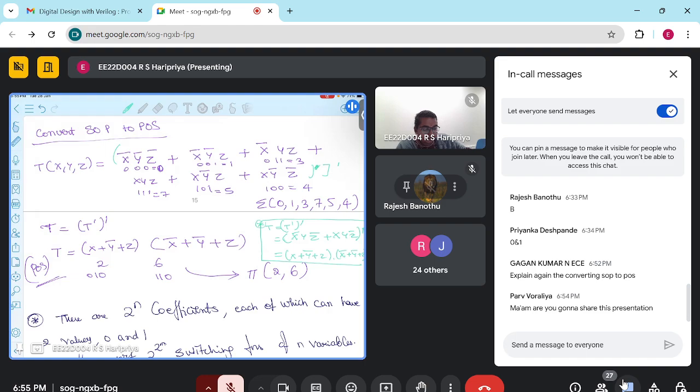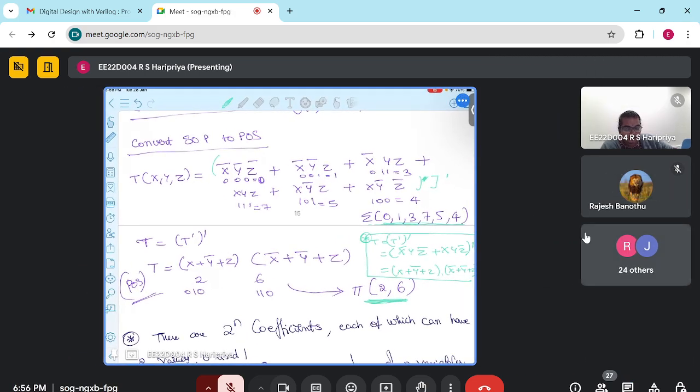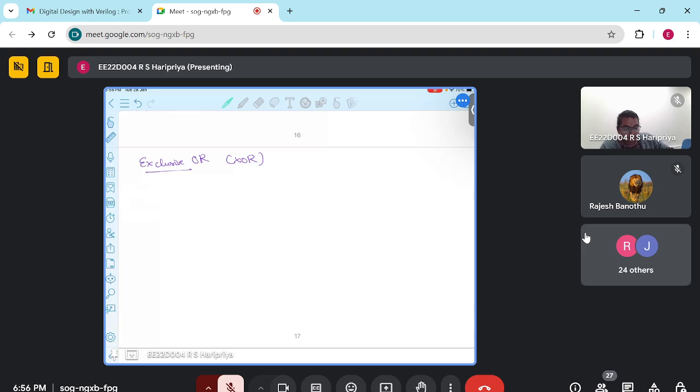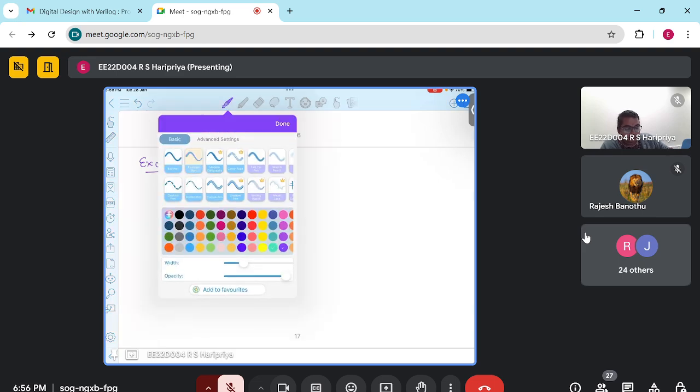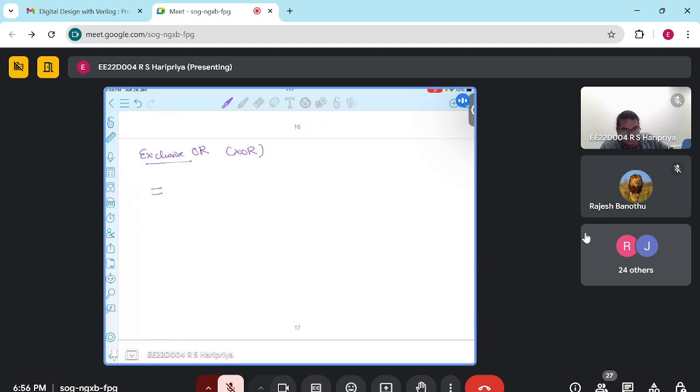This is just the explanation, and min terms which have the 0 value are considered in the POS, and which have 1 are considered in the SOP. So I hope your doubt is cleared. Yes. So let's go to the next.